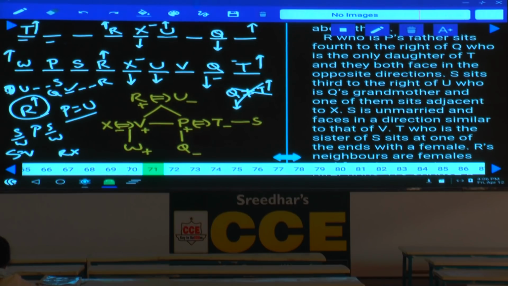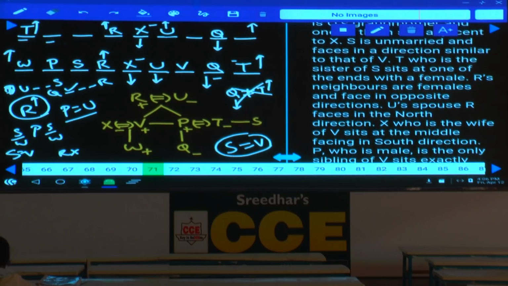S is unmarried and faces in a direction similar to that of V. And S and V are facing the same direction. Now S and V are facing the same direction as of now. We need to find out the directions of these two people. And T, who is a sister of S. Now T is a sister of S. Yes, one more information we have. What is that information here? Now the immediate neighbors of R are females. Immediate neighbors of R are females means X and S are females. Here we got now S is a female.